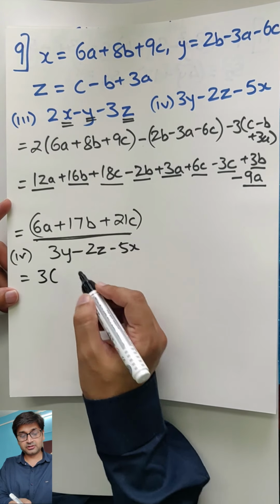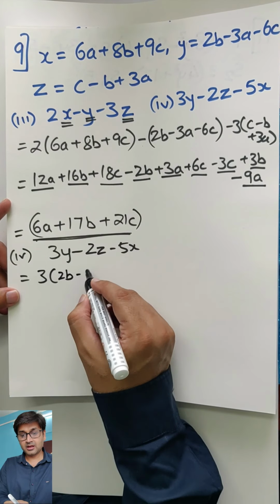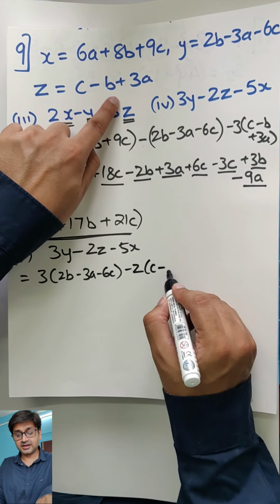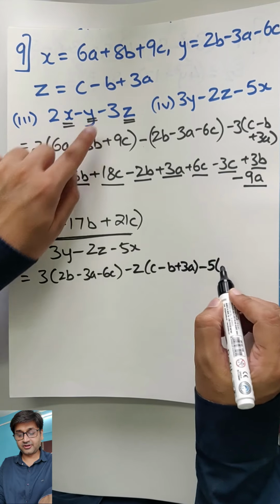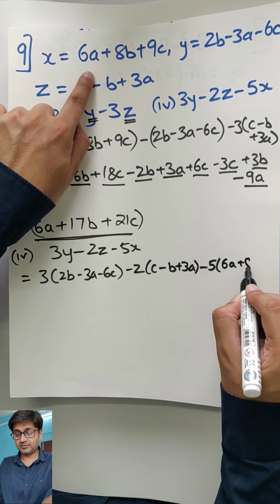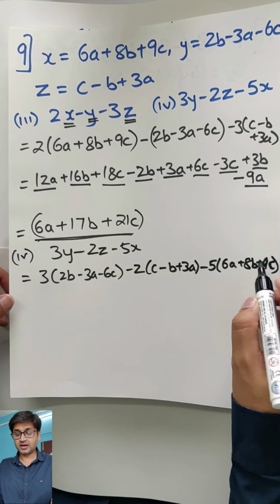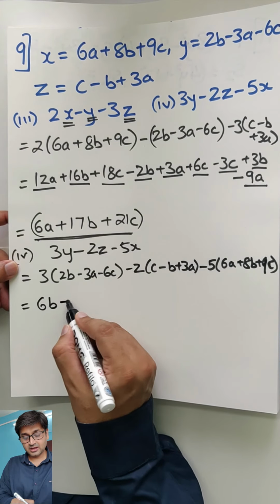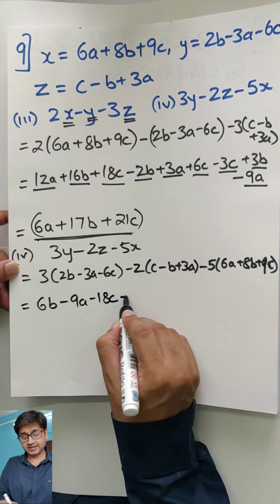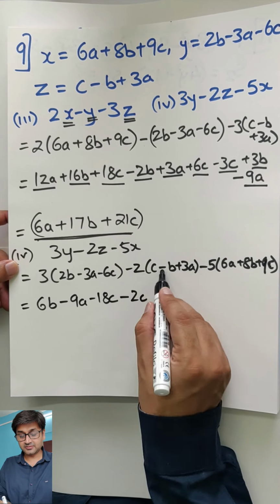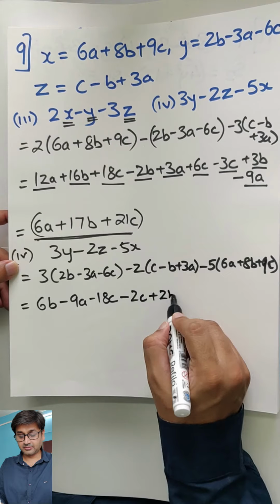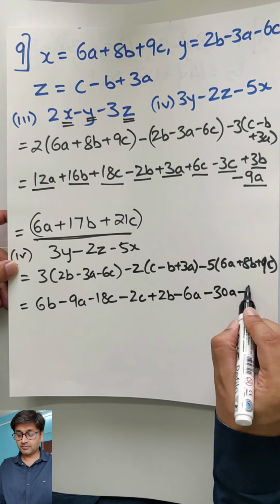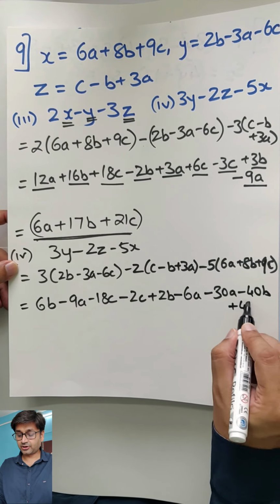Only then you can improvise. If you're not knowing where you're going wrong, you're copying from here, you're just becoming machines then. Come on, try it. So 3y, what is y? 2b minus 3a minus 6c minus 2z. So c minus b plus 3a minus 5x. X is 6a, 8b, 9c. Yeah? Let's open the brackets now. And let's see what do you get. So 3 2s are 6b minus 9a minus 18c. This is 2 into c, so minus, minus, minus, plus. First the sign, then the numbers: 2b, plus into minus, minus 6a, minus 30a, minus 40b, plus 45c.